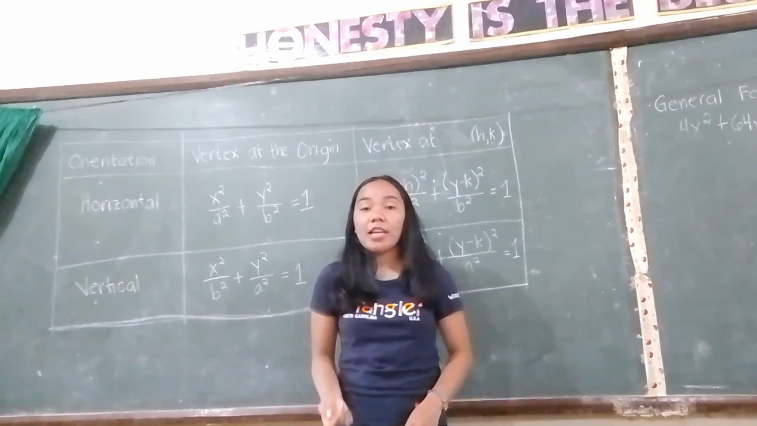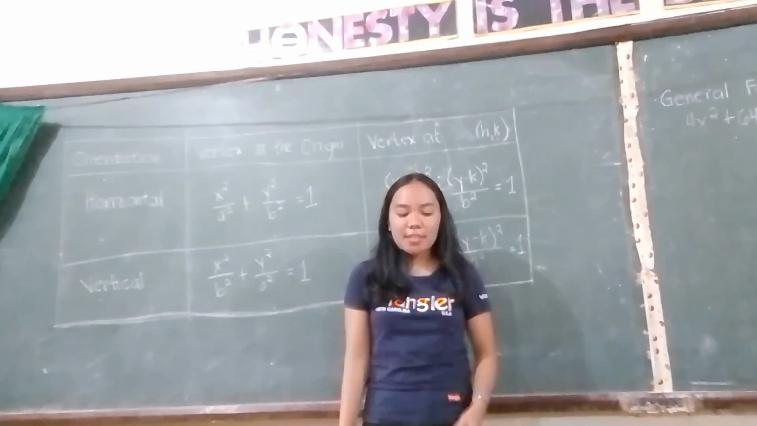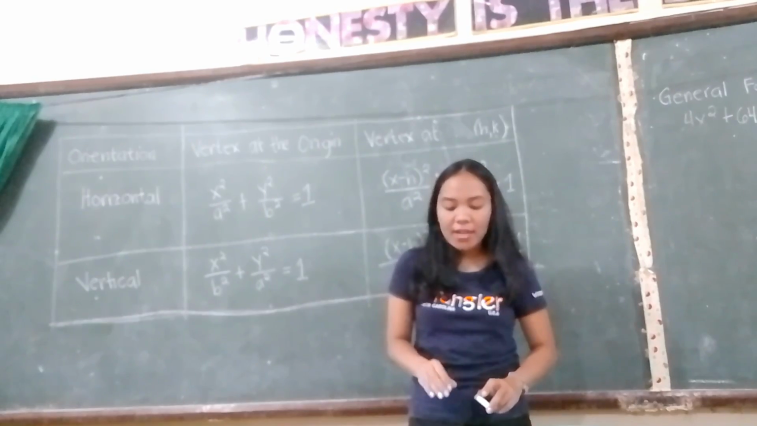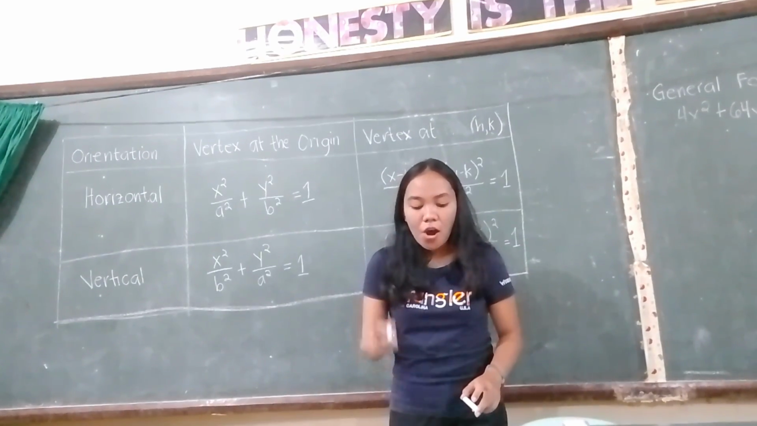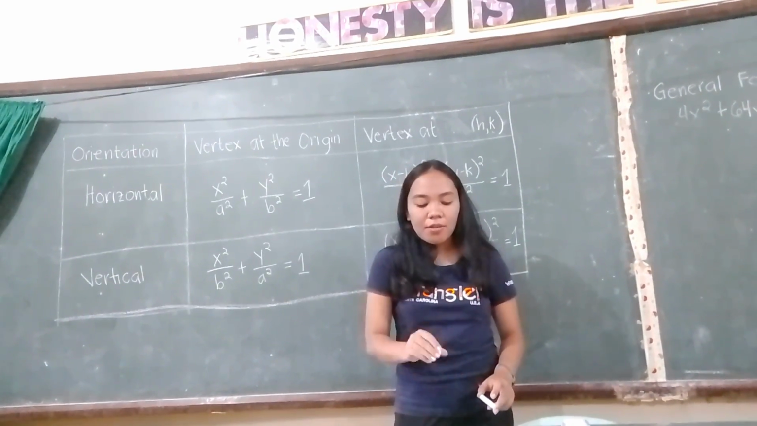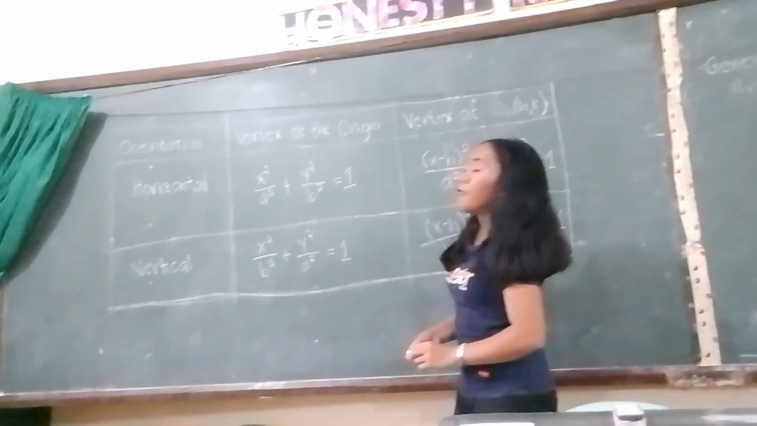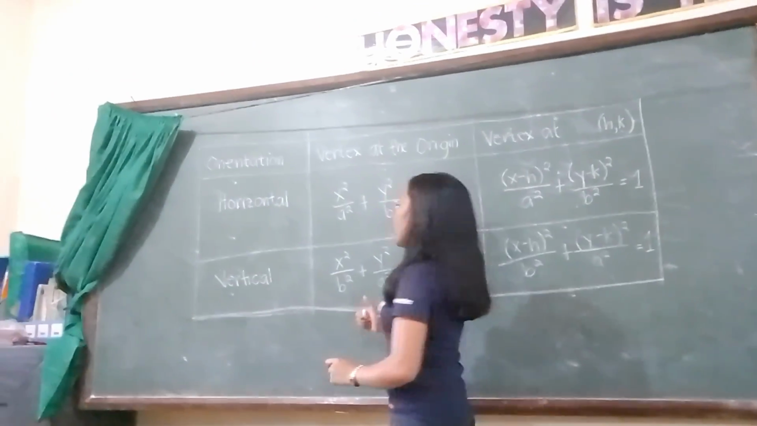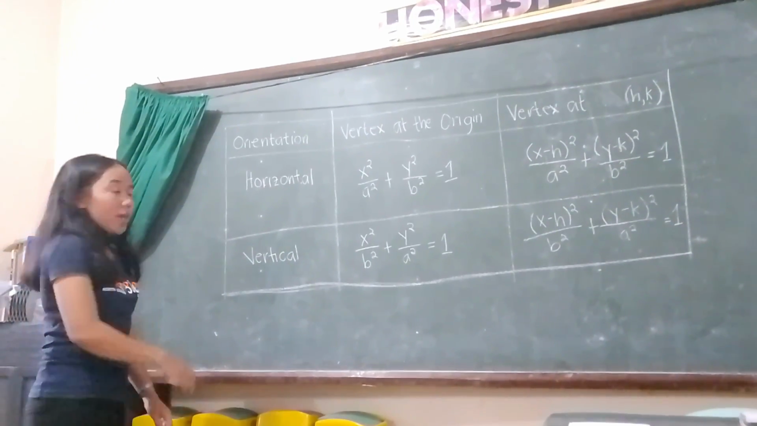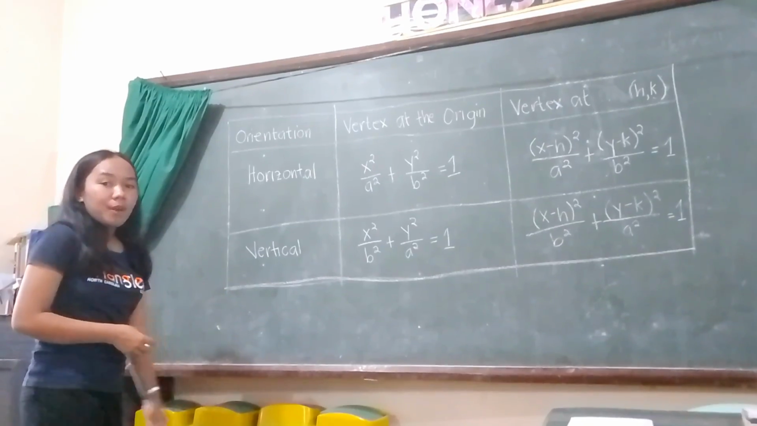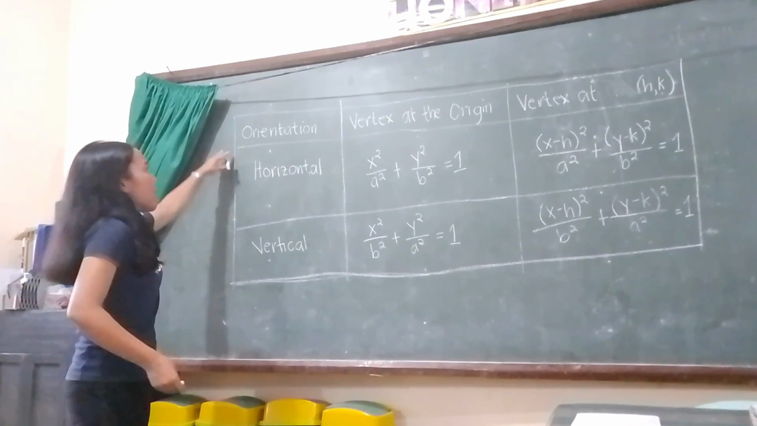The key features of the ellipse are its center, vertices, co-vertices, foci, lengths, and positions of the major and minor axes. So just as with other equations, we can identify all of these features just by looking at the standard form of the equation. First, let us see the orientation we are going to use if we solve a problem using an ellipse.